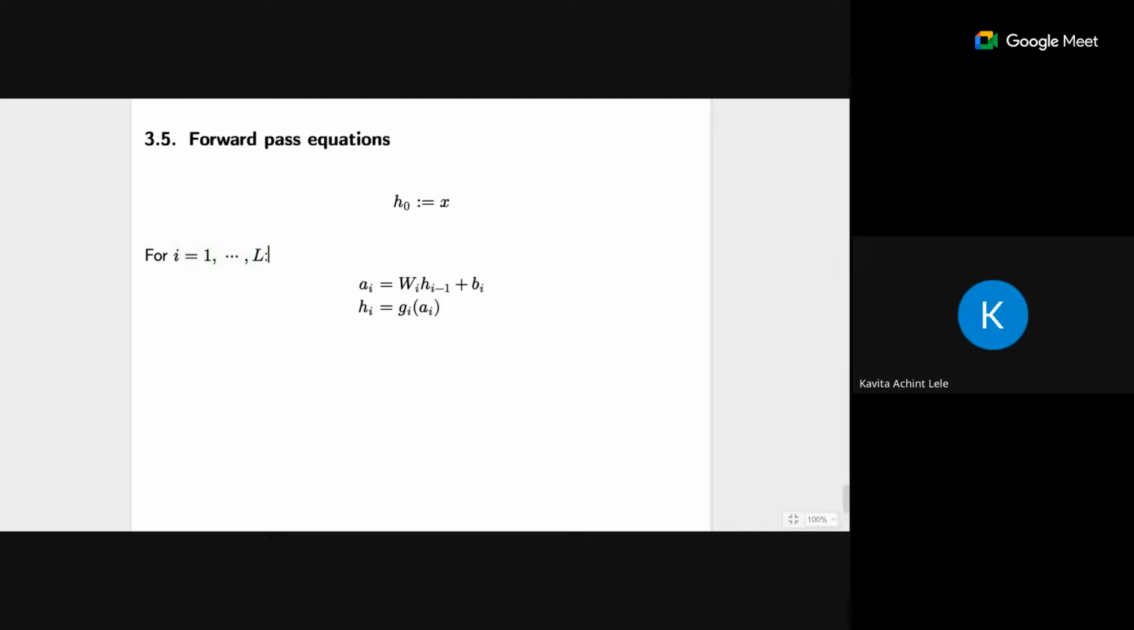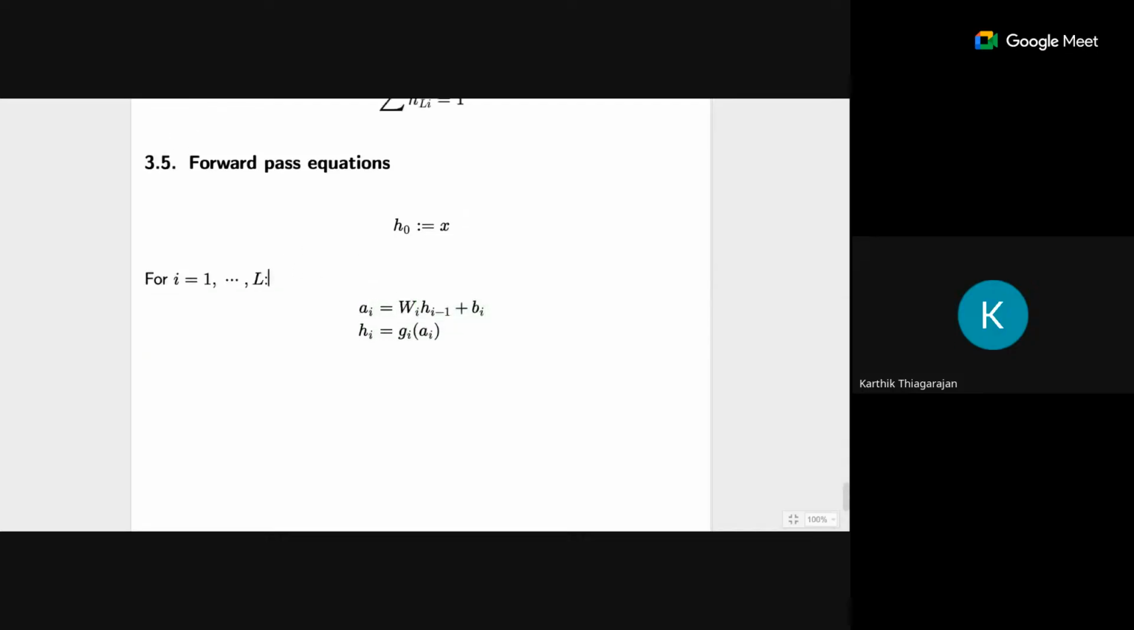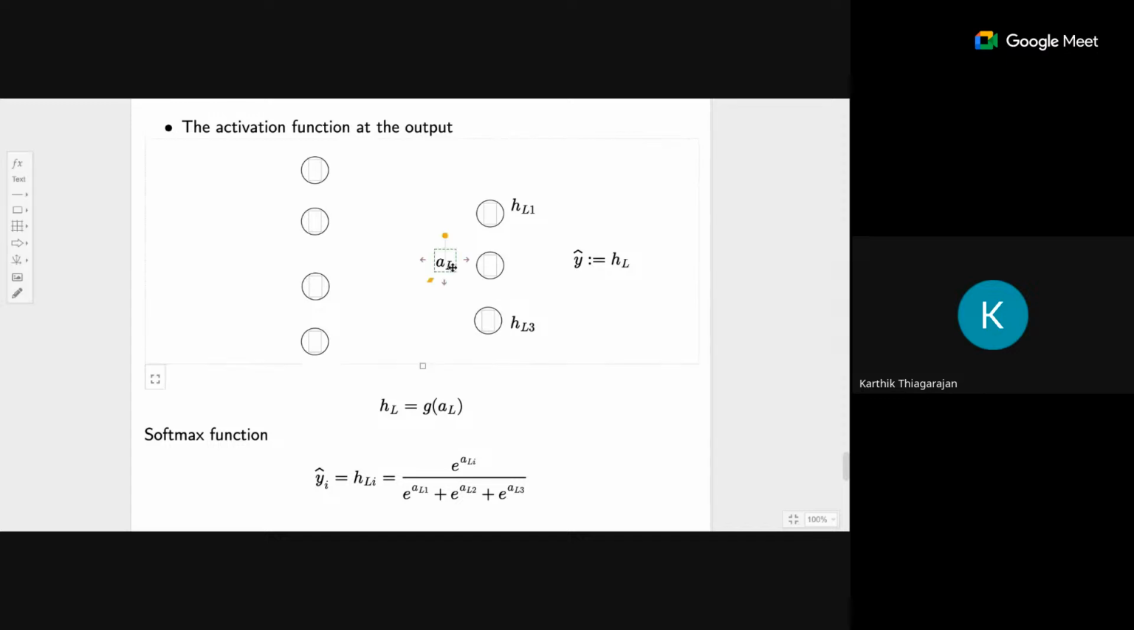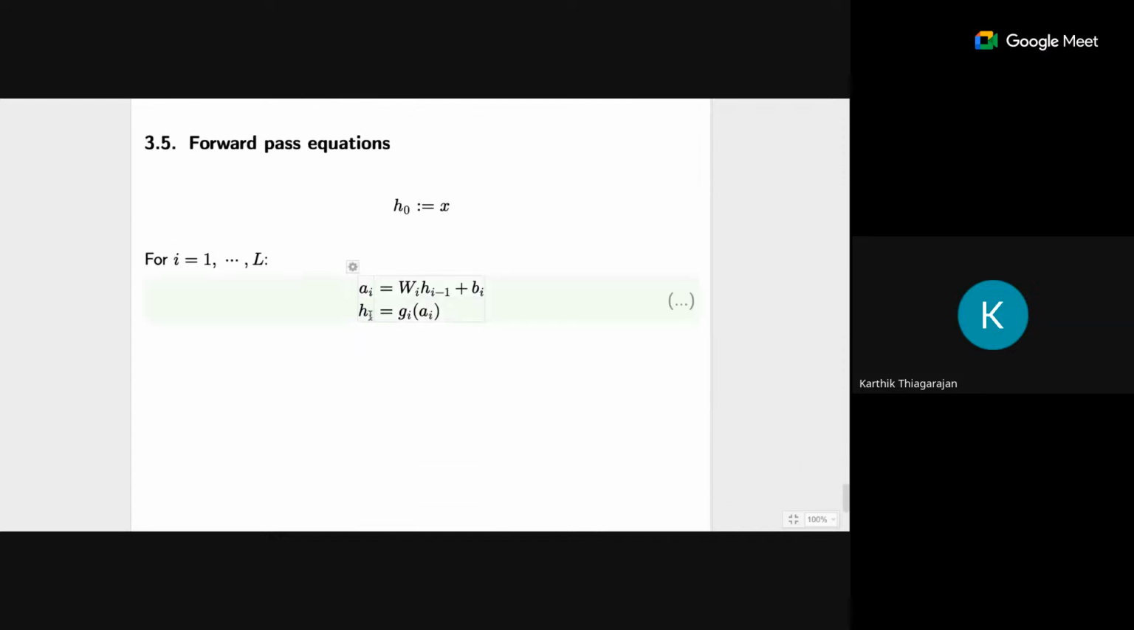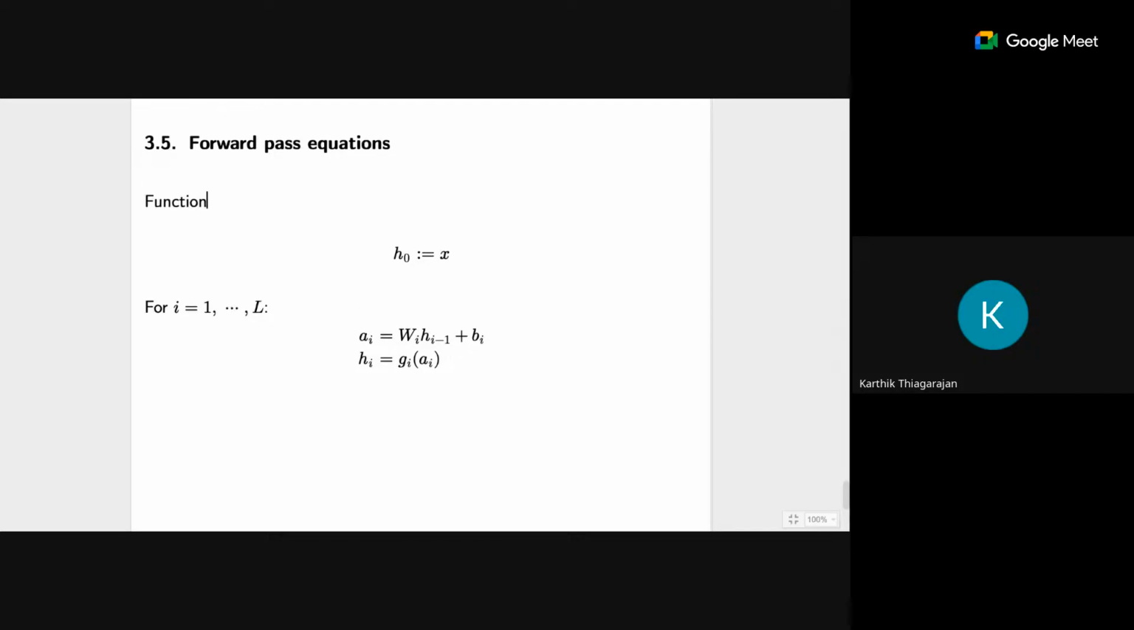Yes, right. So for i equal to 1, let's just work it out. This will be W_1 h_0, which is W_1 X plus b_1. It has to go all the way to the output layer also. So the output layer is going to give you a_L and h_L. h_L will be G_L of a_L. So G_L alone will be different from the other layers. The pseudocode would have looked much better, but anyway.